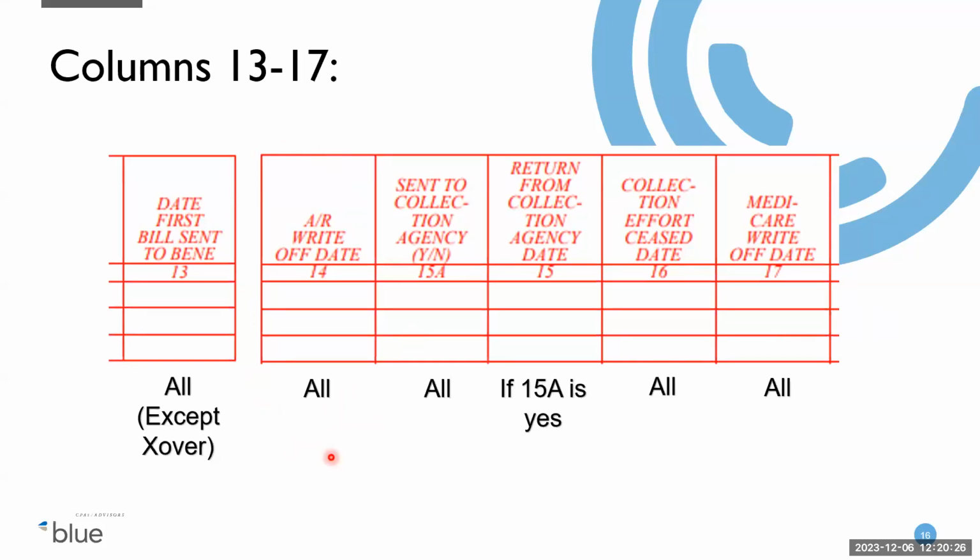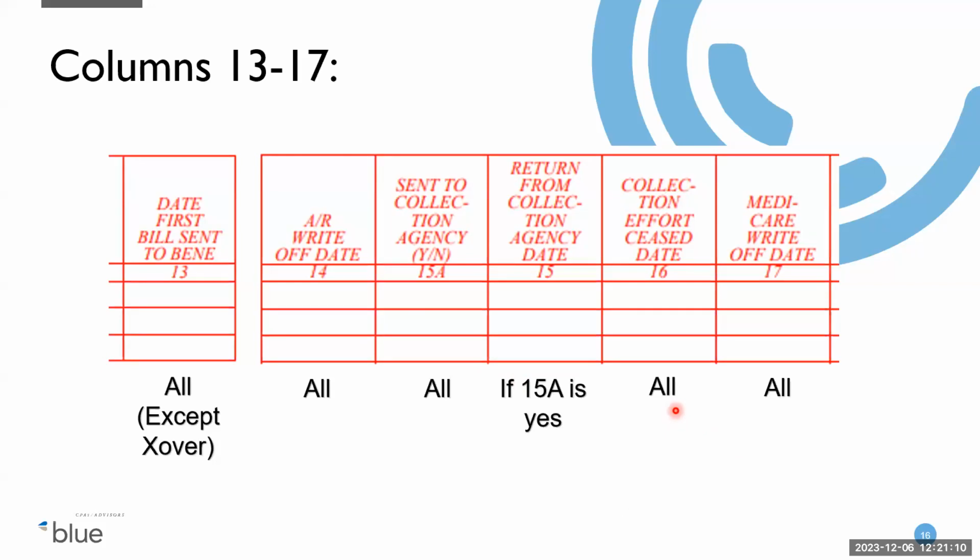Column 14, this is the AR write-off date. So this is going to be the date that the account came off AR in the hospital's financial system. This is usually noted in the hospital system with a transaction like AR to bad debt or something like that. Column 15A, this is going to be sent to collection agency, yes or no. Did it go there or did it not? If it went to the collection agency, then you need to fill out column 15 to say when the account was returned from the collection agency.